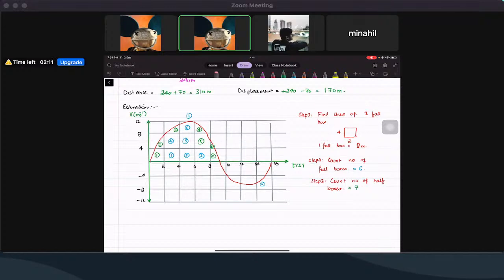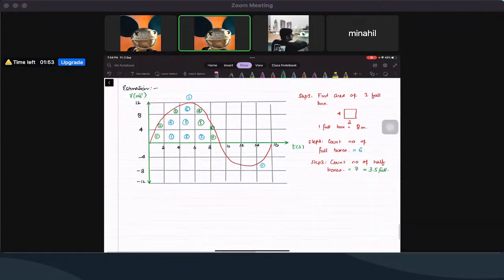Which would mean that 7 half boxes, if combined together, would give me 3.5 full boxes. Please look at this and let me know if you don't understand. Now, step 4, total full boxes are going to be 6 plus 3.5, that's going to be 9.5 boxes.